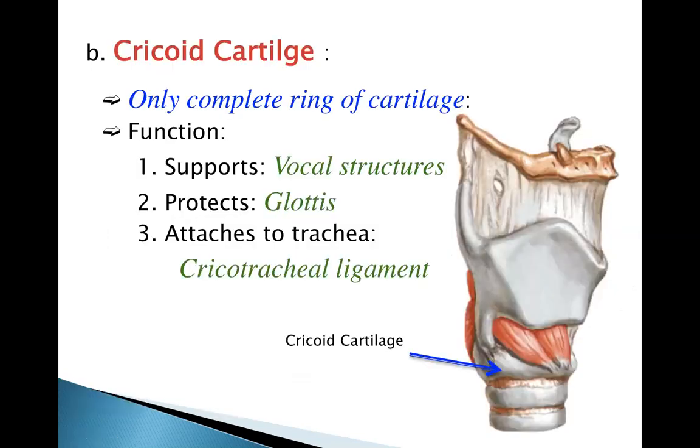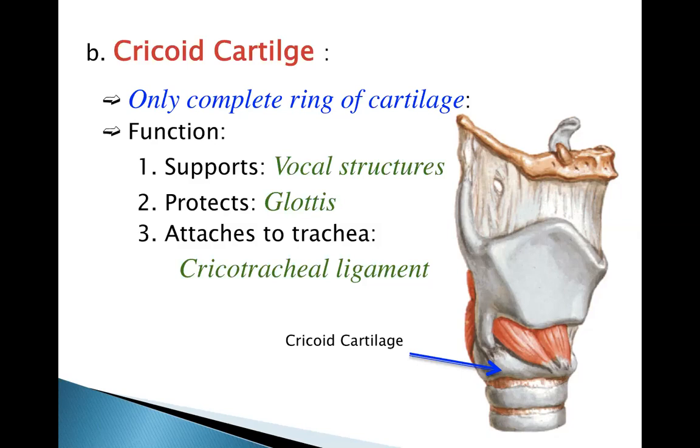All right, the cricoid cartilage, like I mentioned, is the only complete ring of cartilage in the entire respiratory system. It supports the vocal structures. So remember, sitting on top of it will be the arytenoid cartilages, which are going to be the primary cartilages in adjusting the pitch of sound and also moving the vocal structures actually into the pathway of passing air. Also helps to protect the glottis and attaches to the trachea.